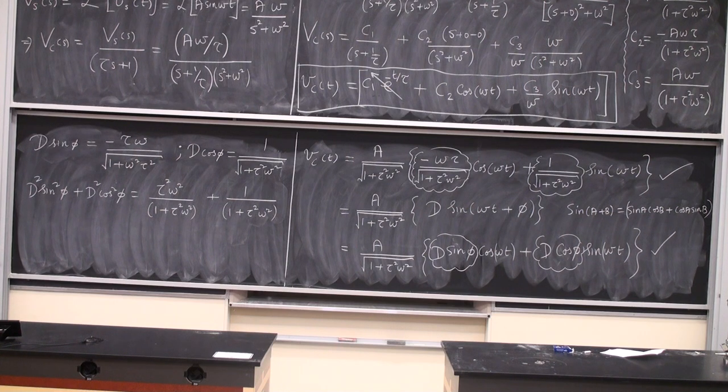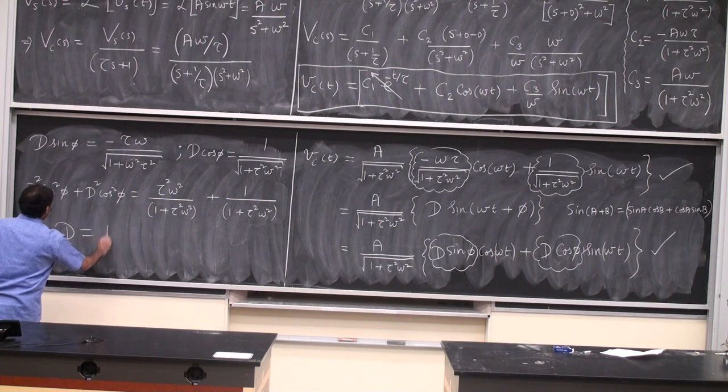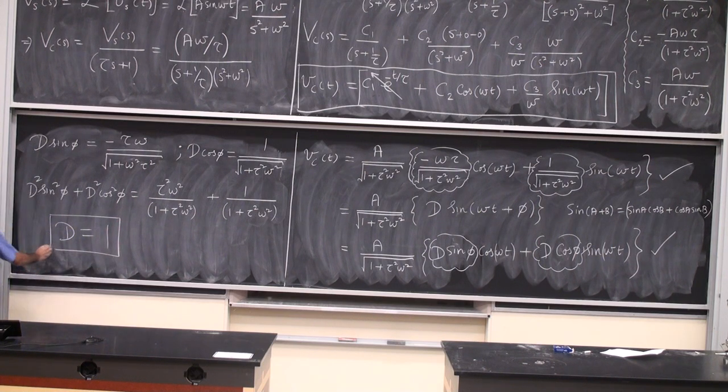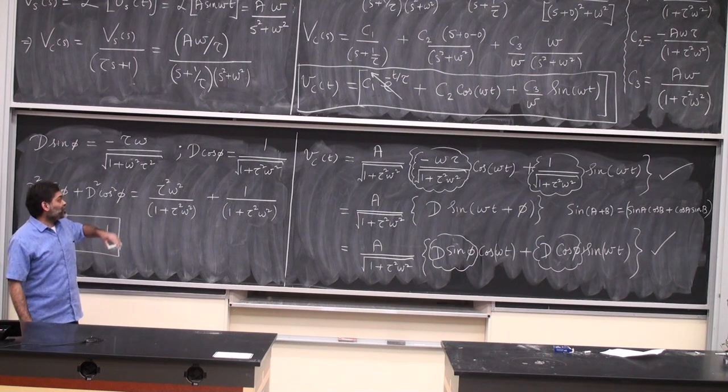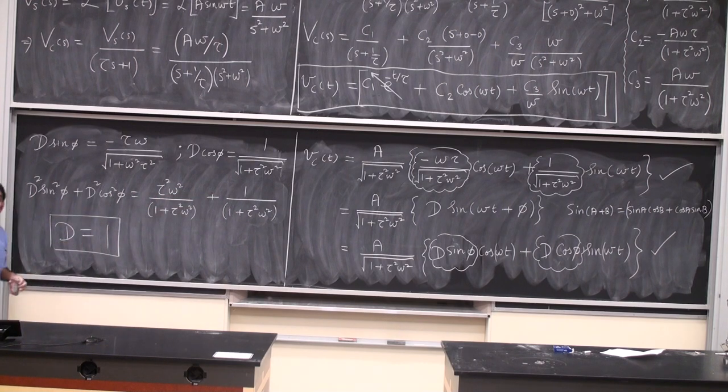Tell me what is capital D? One. It's one. All of this hoopla for nothing. Why is it one? It's because I can take a common factor of D square here, so I get sine square phi plus cosine square phi, which is one. Here, one plus tau square omega square is a common factor, so I have tau square omega square plus 1, numerator and denominator cancel each other off, so I get D is equal to 1, which is quite nifty.